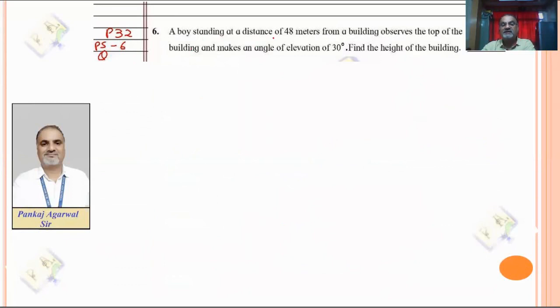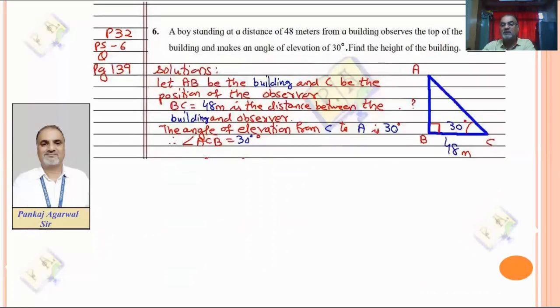A boy standing at a distance of 48 meters from the building observes the top of the building and makes an angle of elevation of 30 degrees. Find the height of the building. We'll again draw the same diagram, ABC. And now let's explain in the way we want. Let A be the building and C be the position of the observer. BC this time is 48 meters, the distance between the building and the observer. The angle of elevation from C to A is 30 degrees. Therefore, angle ACB is 30 degrees.